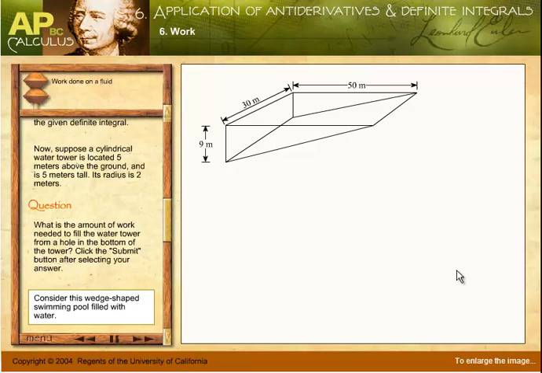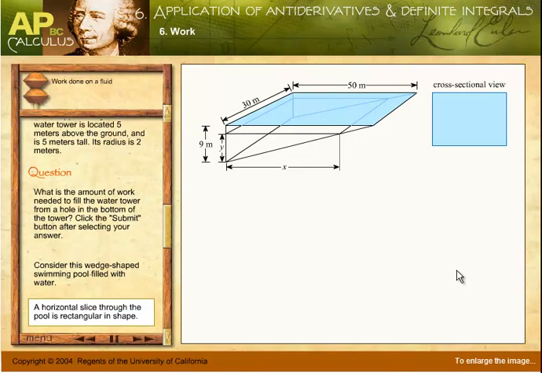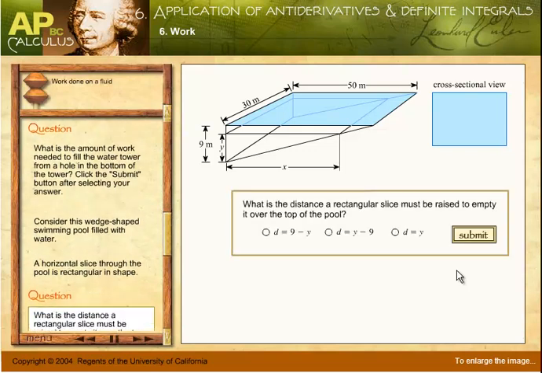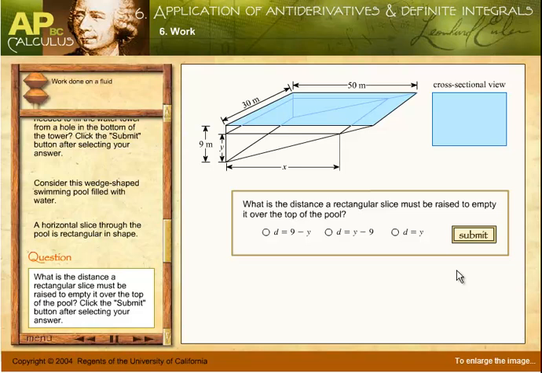Consider this wedge-shaped swimming pool filled with water. A horizontal slice through the pool is rectangular in shape. What is the distance a rectangular slice must be raised to empty it over the top of the pool? Click the Submit button after selecting your answer.